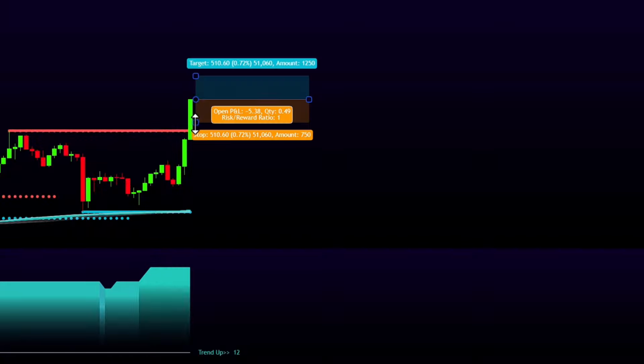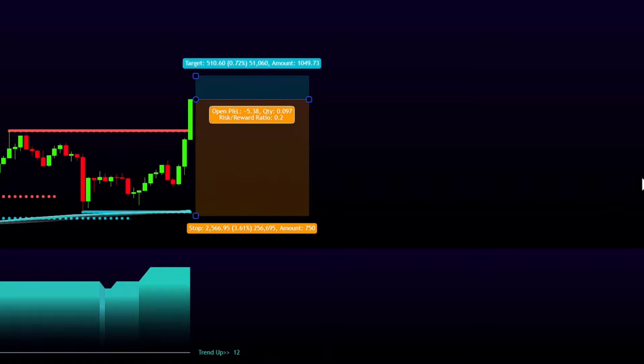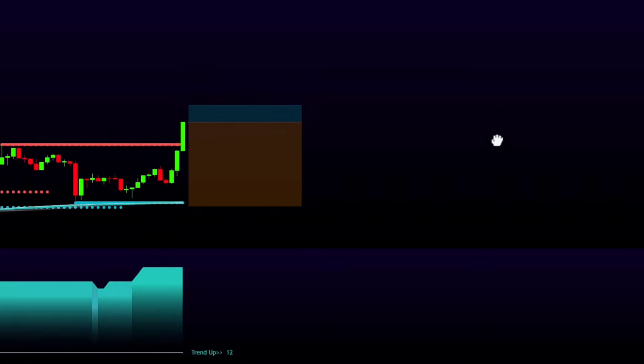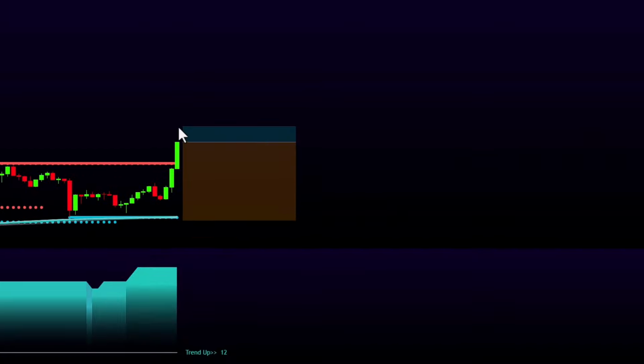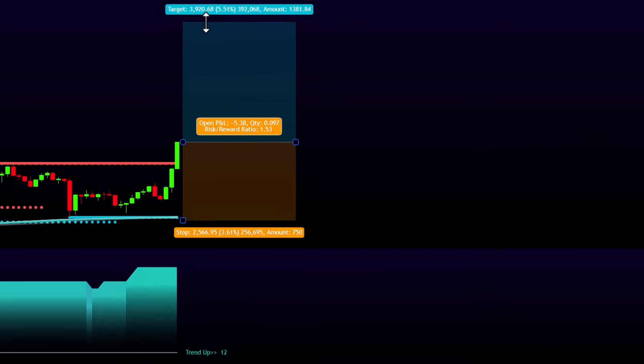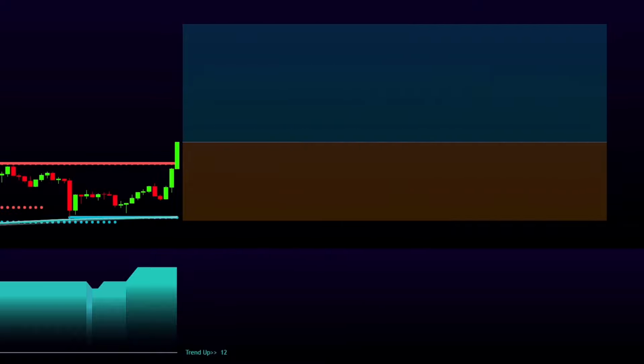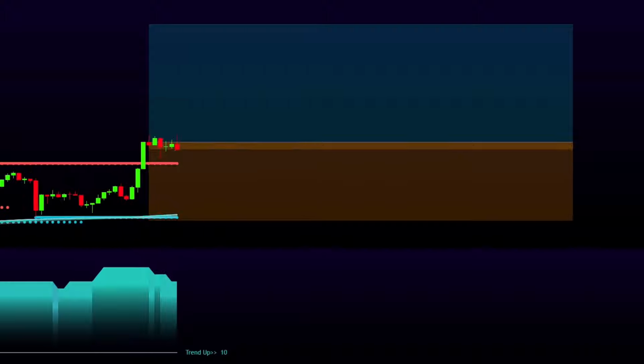Once you're in, set a stop loss slightly below the previous support level to protect your trade in case of a sudden reversal. For your profit target, aim for a risk-reward ratio of 1.5 to 1 or even 2 to 1, giving you a solid edge. But if you're looking to make way more than that, make sure to watch the entire tutorial because I have some surprises for you.